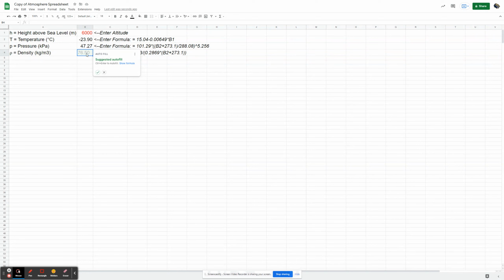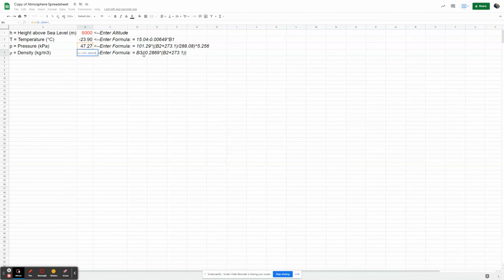And the last one to do is the density down here. Now it wants to autofill. I don't trust it. So I'm going to type in equals, and then type in this formula here, B3. B3 is the pressure. And by the way, I'm just following the formulas on the formula sheet that I showed you. B3 slash, left parenthesis, 0.2869 star, which means times, left parenthesis, B2. B2 is the temperature. So we're using both the pressure and the temperature to calculate the density.